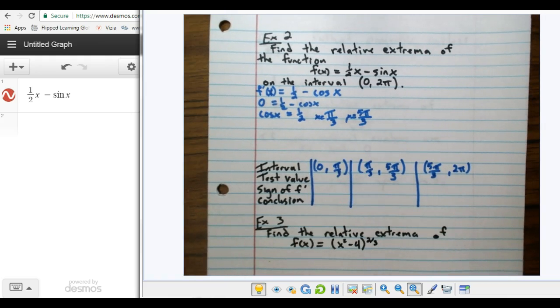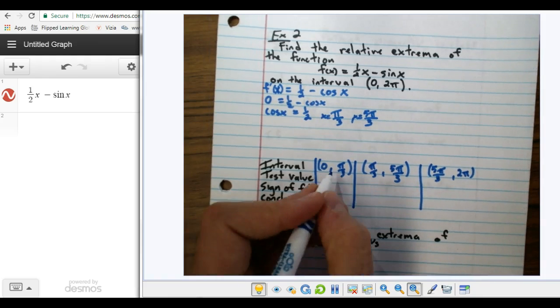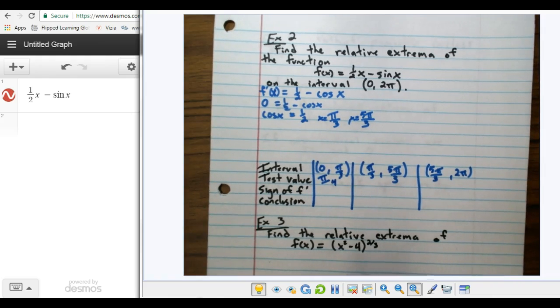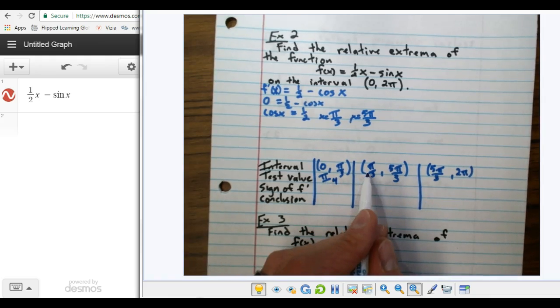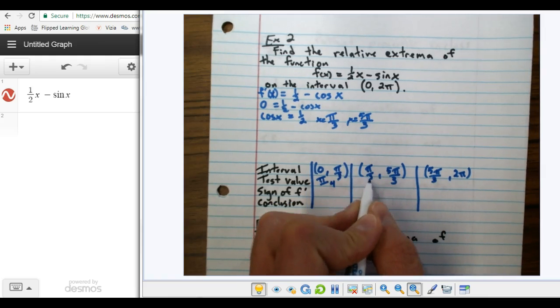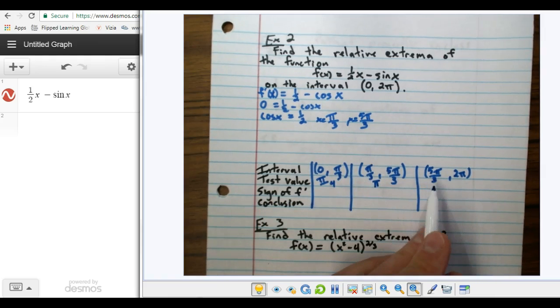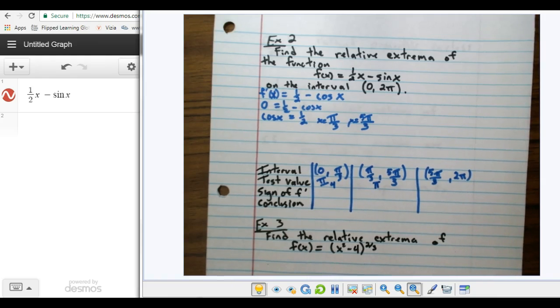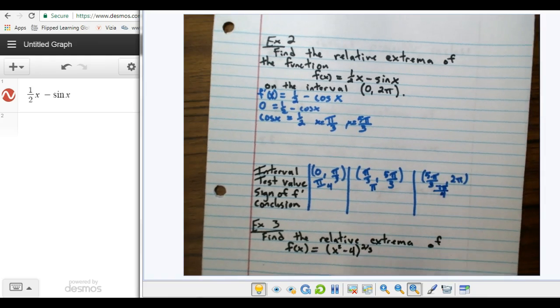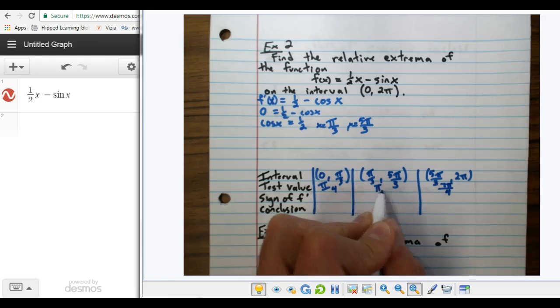So now we want a test value. Pick a number between 0 and pi over 3. Pi over 2 doesn't work, but let's pick pi over 4. Between pi over 3 and 5 pi over 3, 3 pi over 3 would be 1 pi, so pi is in between, and that's a really nice one. Between 5 pi over 3 and 2 pi, looking at the unit circle, we can pick 7 pi over 4 or 11 pi over 6. I'm going to pick 7 pi over 4. So the test values are pi over 4, pi, and 7 pi over 4.